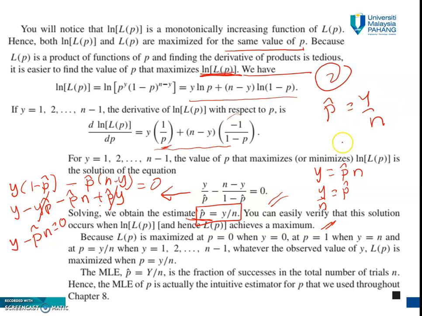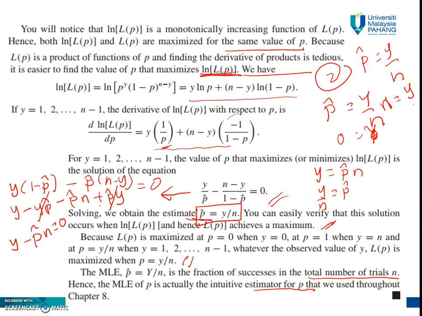So when P equals 0, y will be what? 0, isn't it? Because n times 0 is 0, so y equals 0. So if P equals y over n and P equals 1, then y equals what? n goes here, y equals n. So it is maximized when P equals y over n. So the MLE, P hat, which equals y over n, is the fraction of successes in the total number of trials n. Hence, the MLE of P is actually the intuitive estimator for P that we use throughout in chapter 8 later.